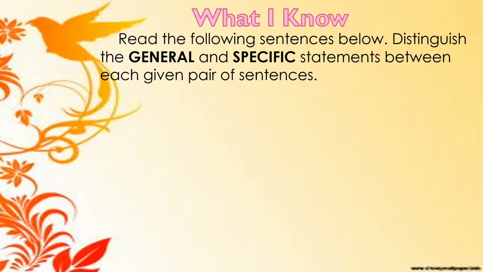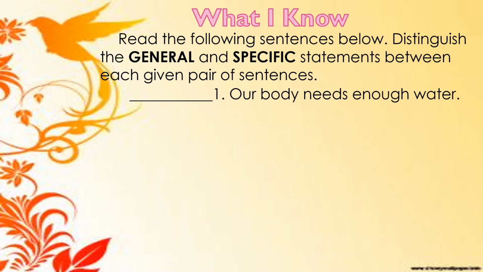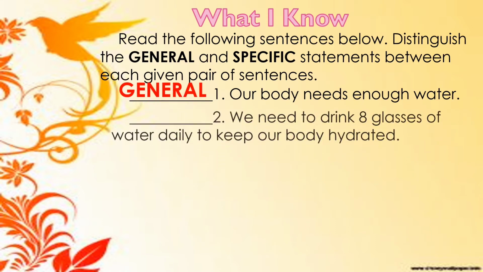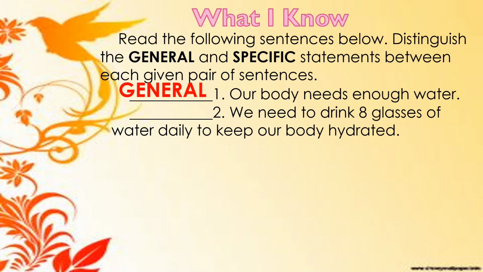Direction: Read the following sentences below. Distinguish the general and specific statements between each given pair of sentences. Number 1. Our body needs enough water. So, what is the answer? Correct, it's general. How about number 2? We need to drink 8 glasses of water daily to keep our body hydrated. What's your answer? Correct, it's specific.